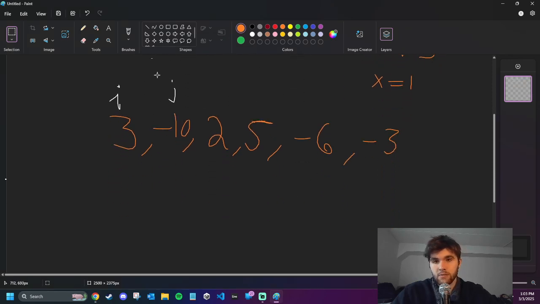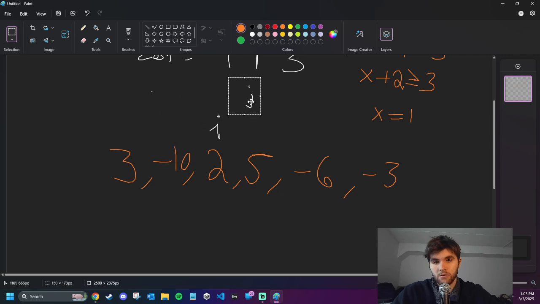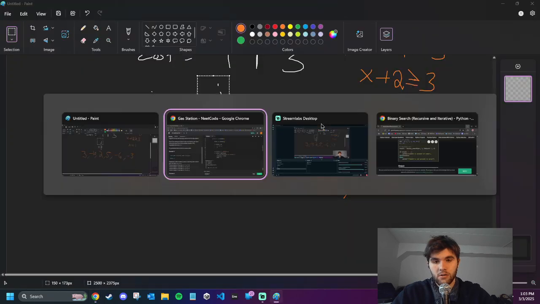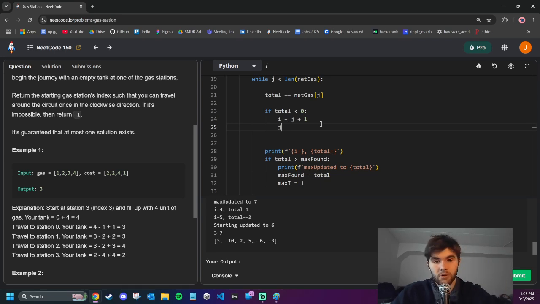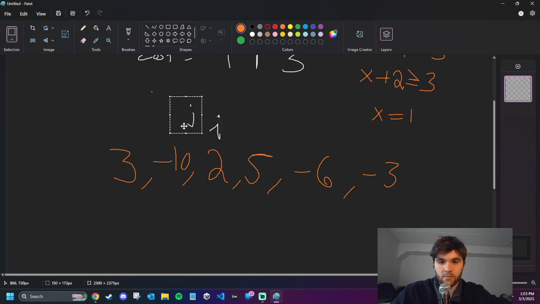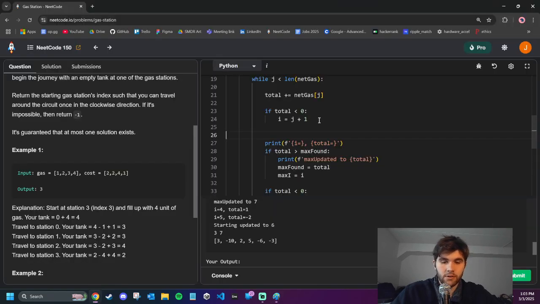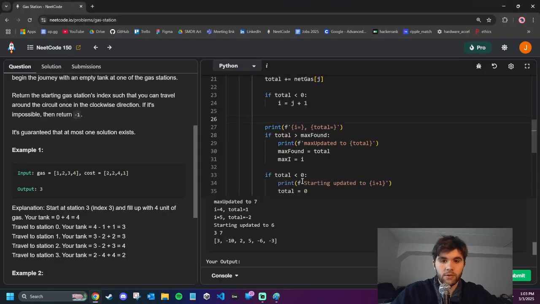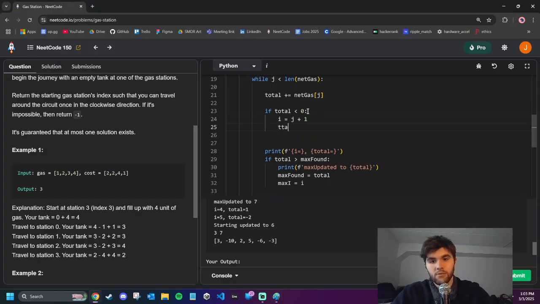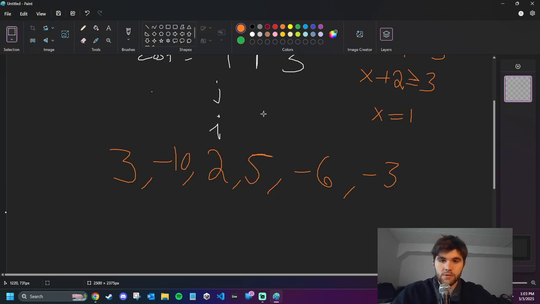So in this case, here total is -7. So we want I to move here and J to move here. And then J will go up by 1 anyway. So I will set here and then J will naturally go up anyway from this increment. Okay, if it's less than 0, we also want total to reset itself to 0 at this point.